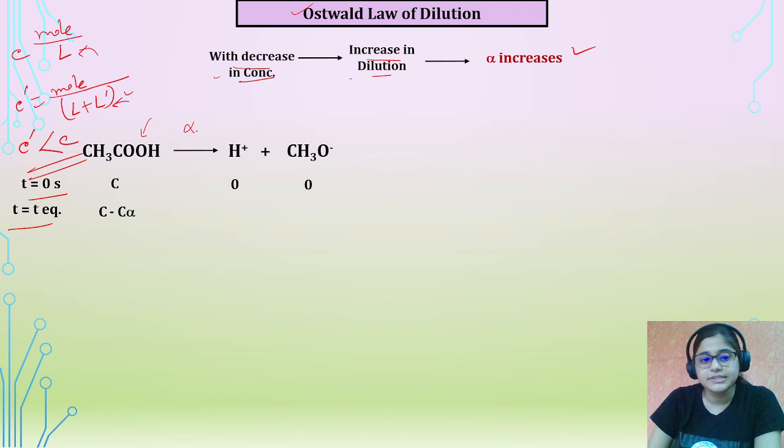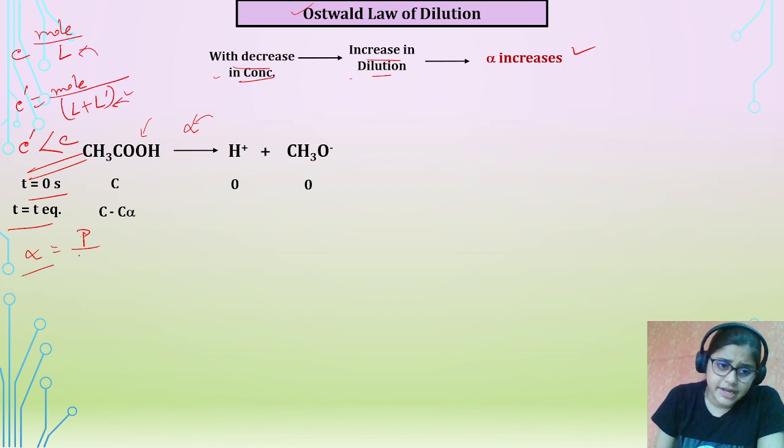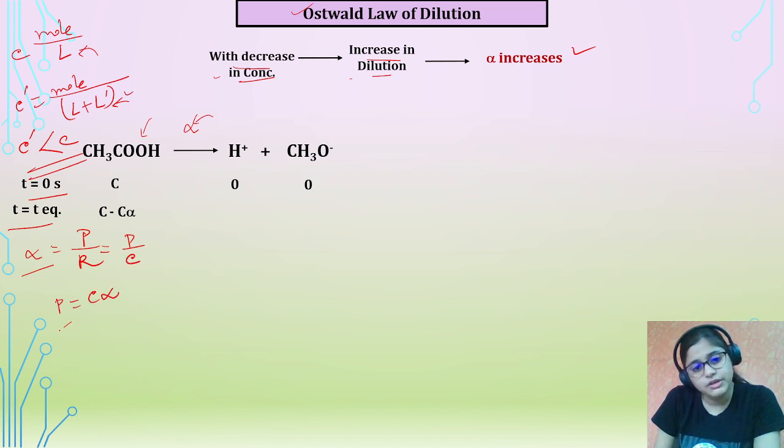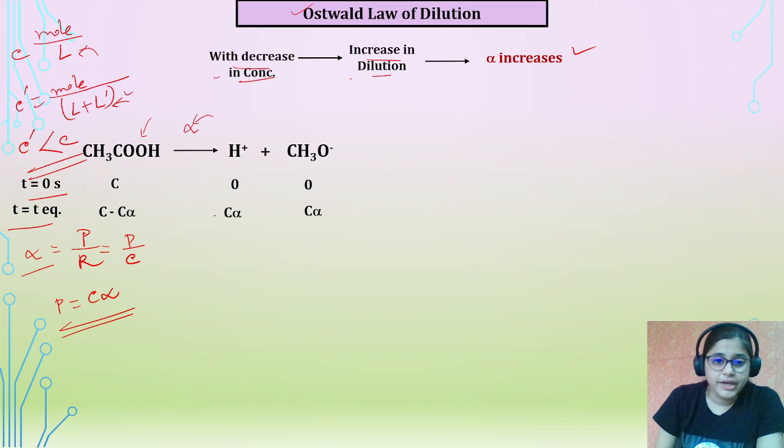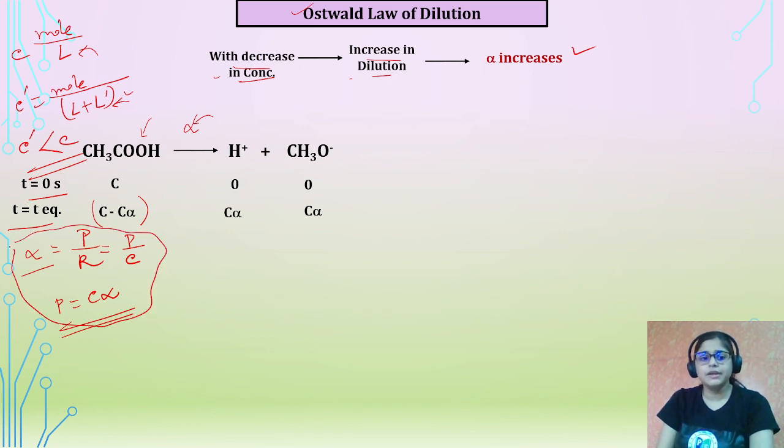So we have taken alpha as the degree of dissociation, and we know alpha is product by reactant, right? Let's say C amount of moles is taken. If C moles are taken, then the product by C will be alpha, so the product will be C alpha. Understood? The product will be C alpha, so here C alpha and C alpha. So how much reactant is left? C minus C alpha. C was there, minus C alpha, right? You have understood this part, right?